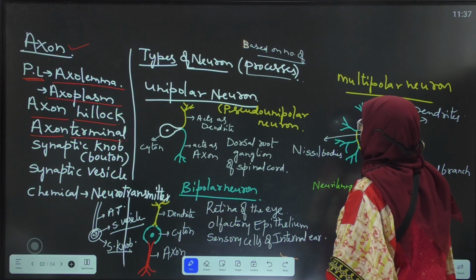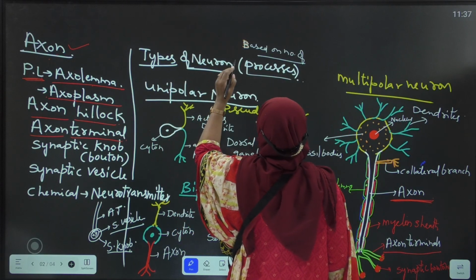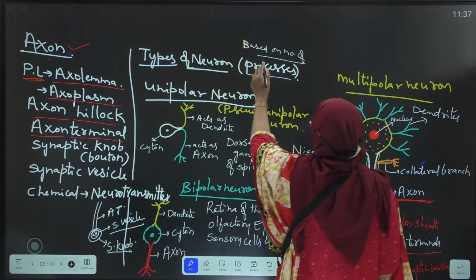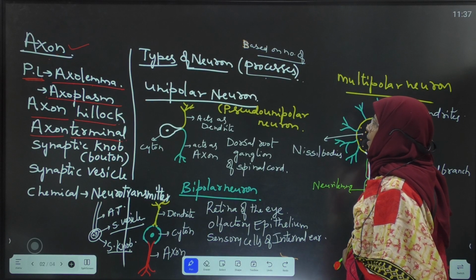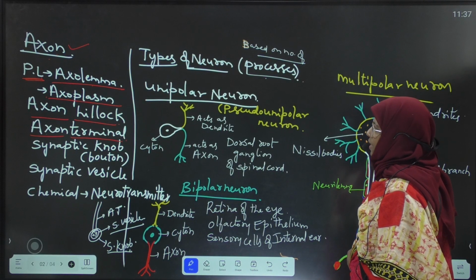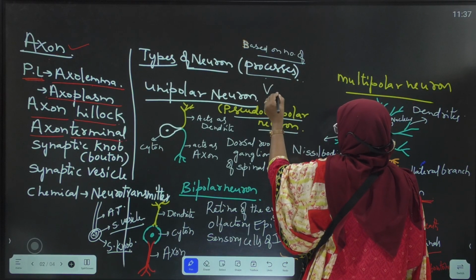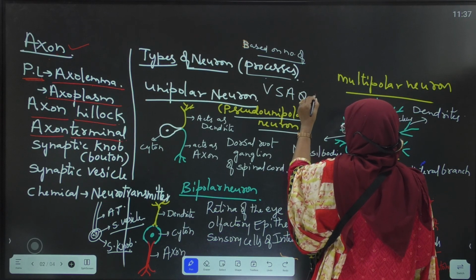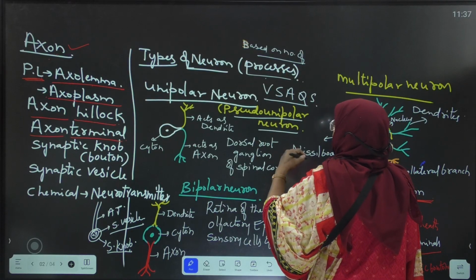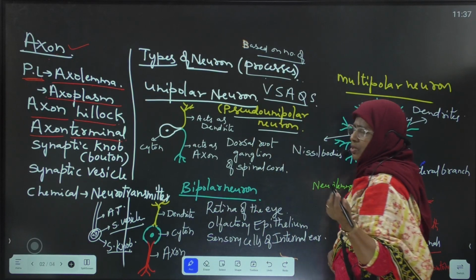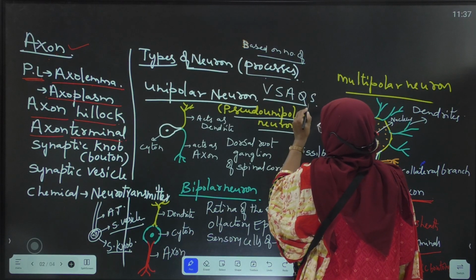Okay. Next we will discuss the types of neurons, based on number of processes. Here pseudo-unipolar neuron is an important VSAQ. What is pseudo-unipolar neuron? Give an example. This is one of the important VSAQ.